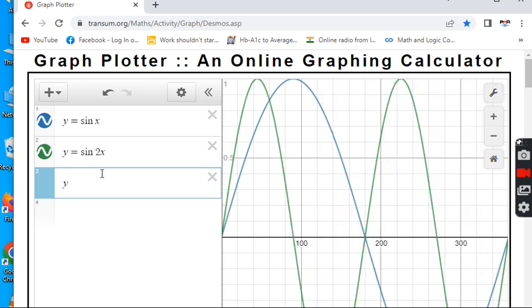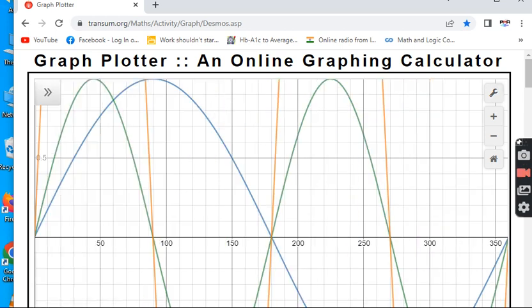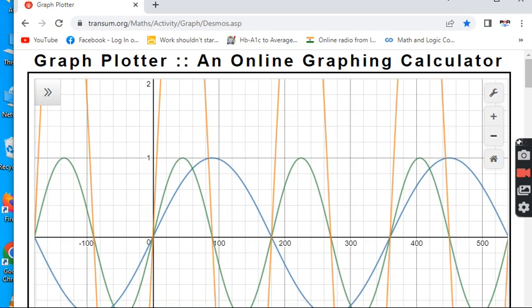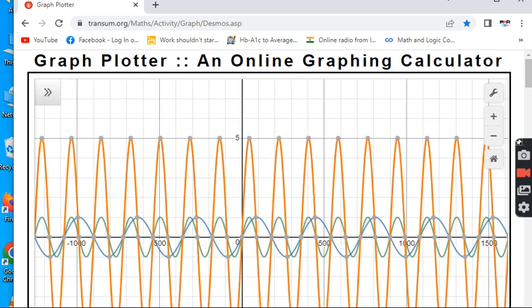The next one is y is equals to 5 sine 2x. This time the amplitude has changed. Look at this. The red one is final graph. Kindly focus only on the part from 0 to 360 degree. Don't see beyond 360 or before 0 degree.